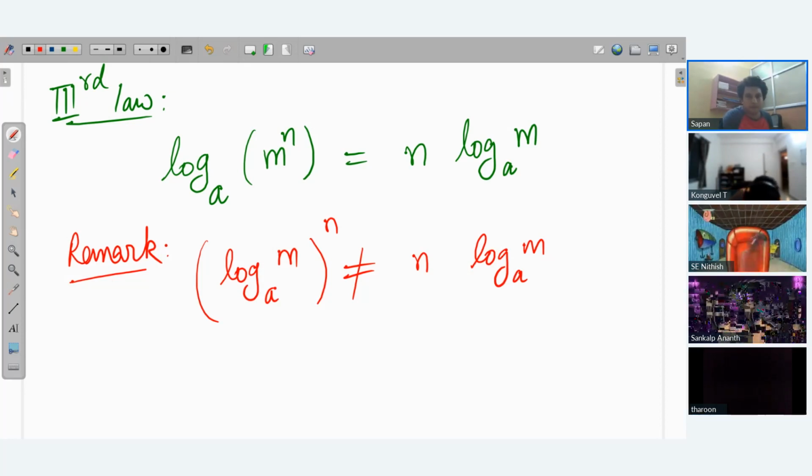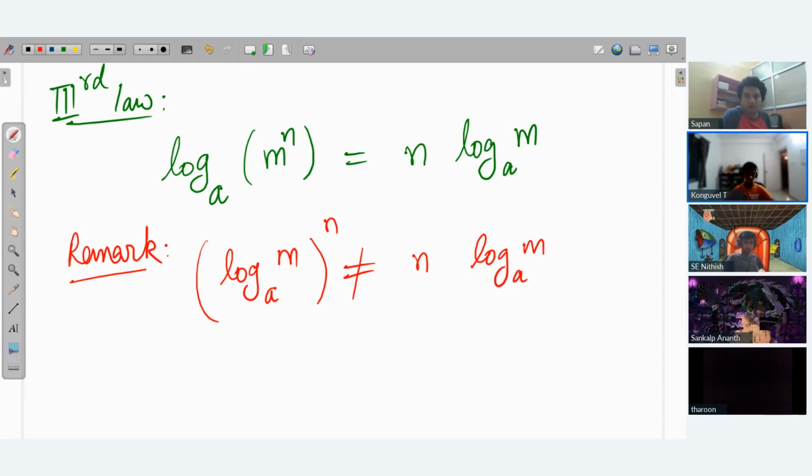Now, these are the three most important laws based on which we will be looking into the next parts of this chapter. And these laws form the foundation of your chapter, logarithms.